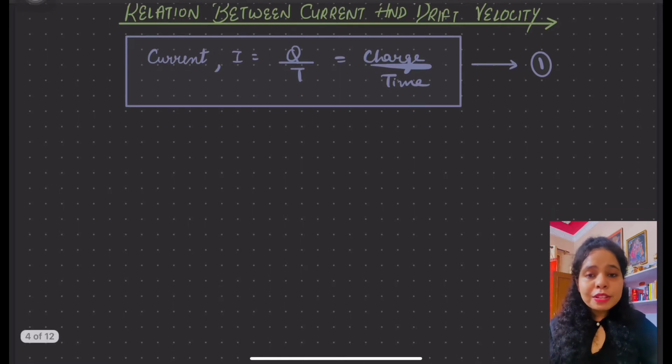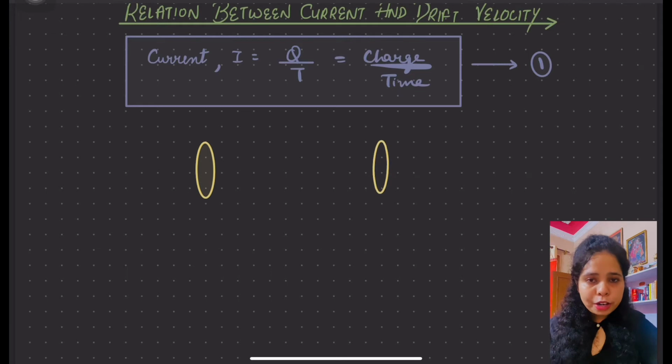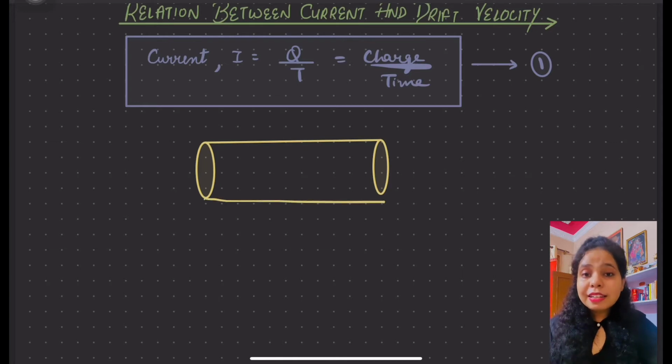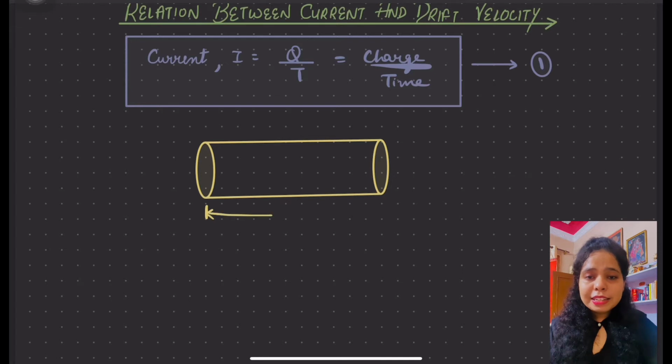Now we have to consider a metallic conductor because we have to calculate the total amount of charge which will flow through the metallic conductor in a certain interval of time. So let us consider a metallic conductor such that this metallic conductor has a length L. So let us mark the length of this metallic conductor as small l, and we can say that the area of this metallic conductor is equal to capital A.